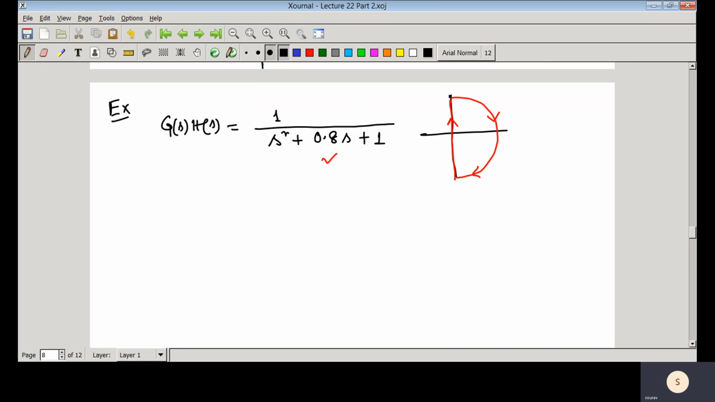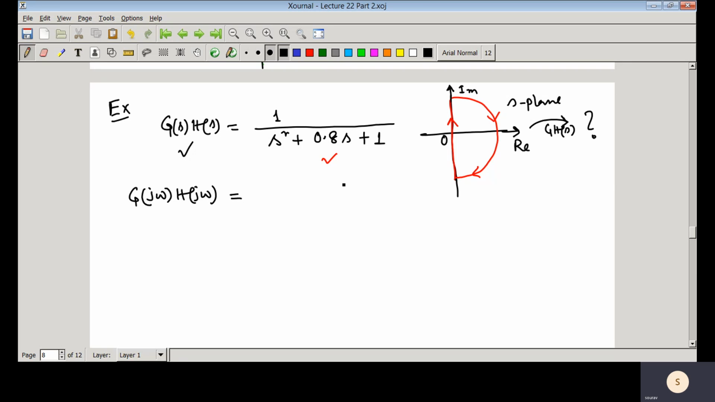And this is the Nyquist contour. So this is real and this is the imaginary axis. So this is the S plane. This is 0. So we are trying to find, if we map this Nyquist contour over this G of s, H of s, where G of s, H of s is this one, then what would be the plot in the G of s, H of s plane, which is called the Nyquist plot. So the first step is we need to get G j omega, H j omega.